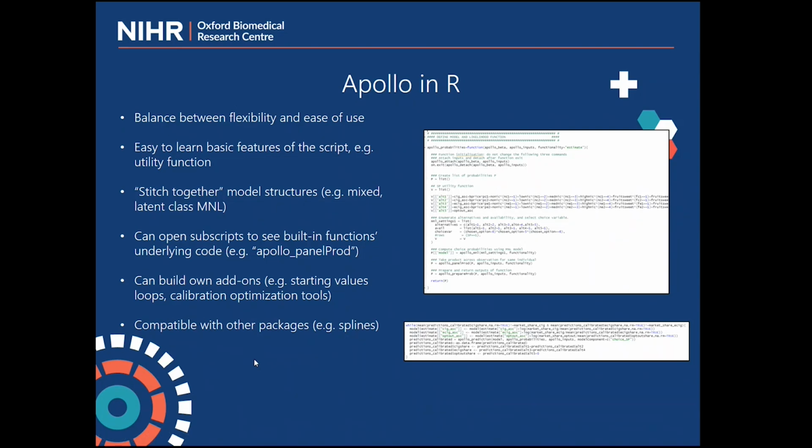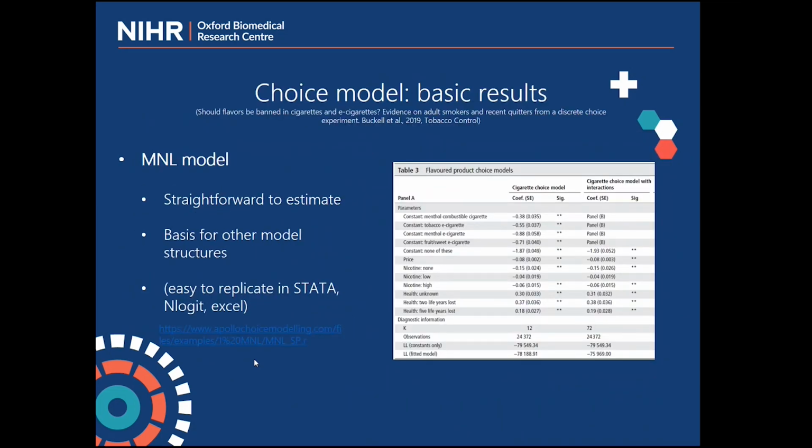I could get one of the spline packages from R. I could load it up in my library. I could compute the splines, and I could put them into my utility function. Then we're done. So all of those things are really nice in R, which makes it quite unique, or yeah, in Apollo.